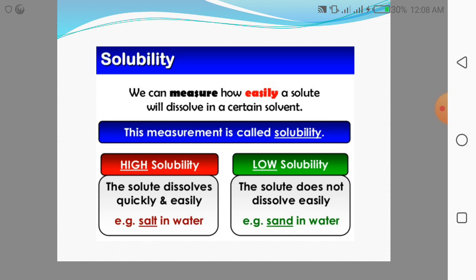It will just sink as a solid. We say the solution is saturated. If we want to dissolve the extra copper sulfate, we can either add water or heat the solution. The solubility at a particular temperature is also different. So basically solubility is how easily a solute will dissolve in a certain solvent. I hope you get this point.